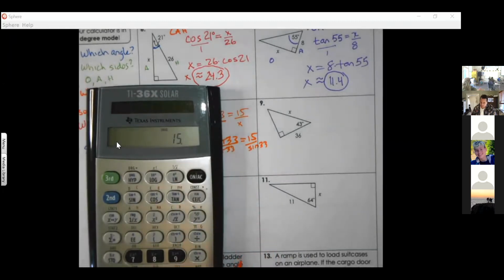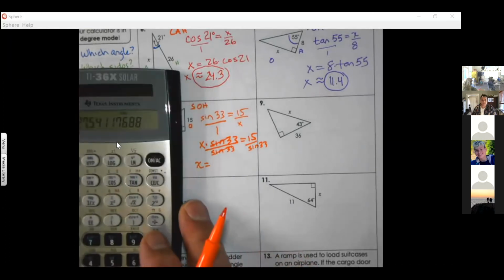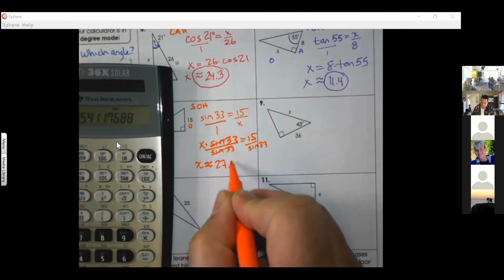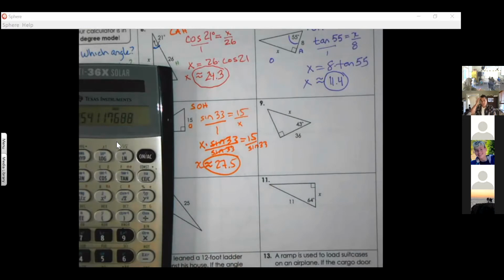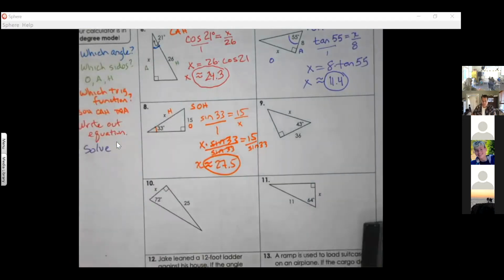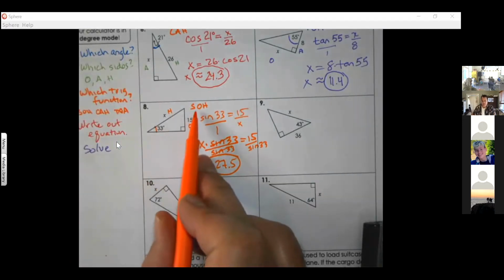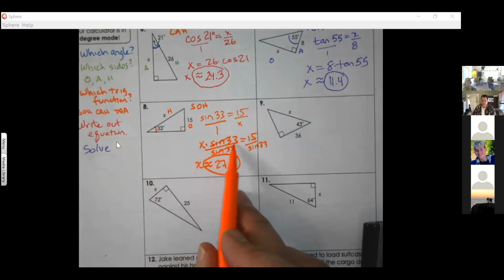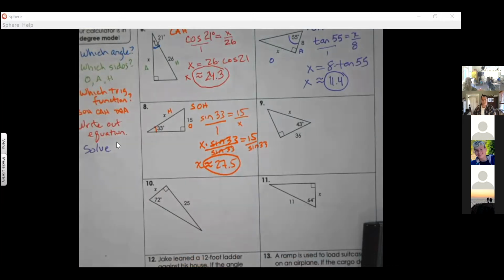15 divided by sine 33, and then I hit enter, 27.5. X is about 27.5. So again, step 1 is the same, step 2 is the same, step 3 is the same, step 4 is the same of solving until you get to this step. Step 5 changes a little bit.